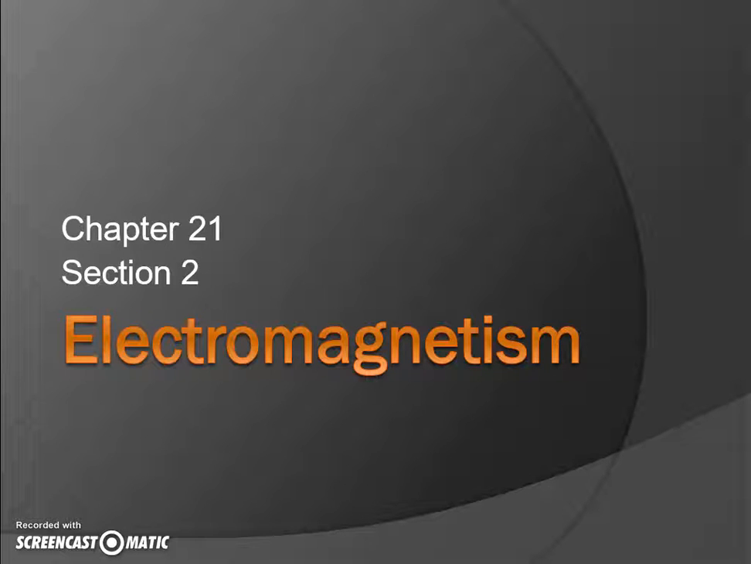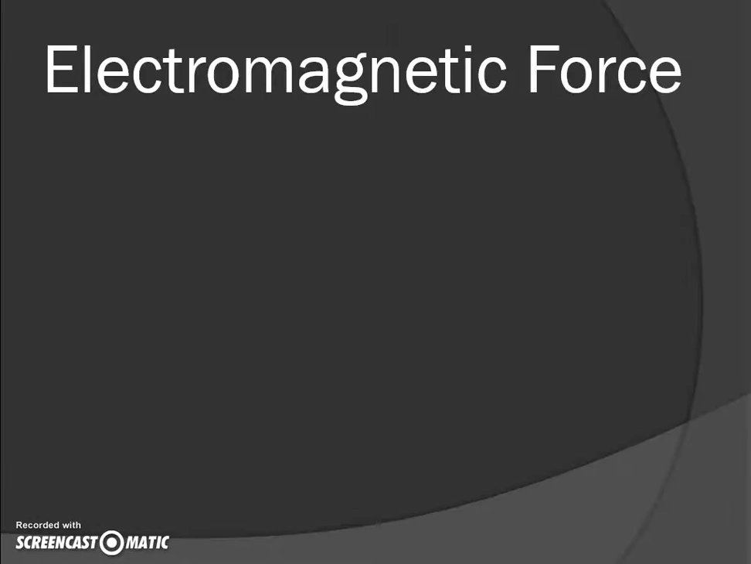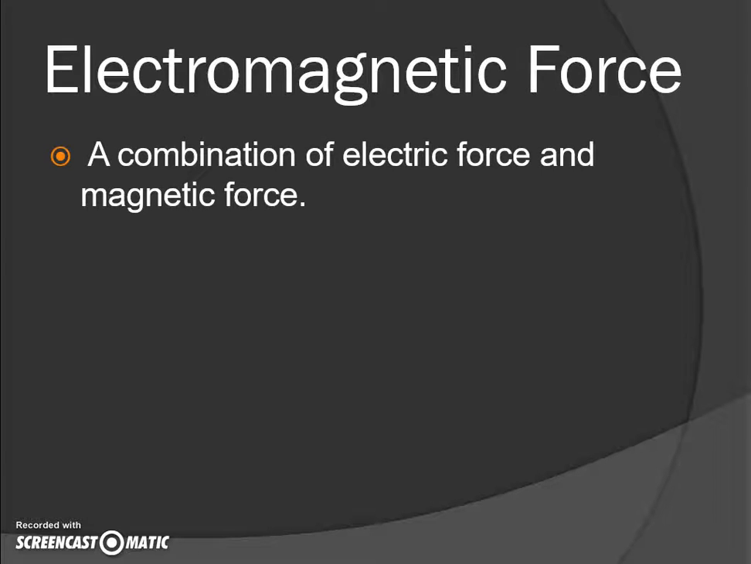Chapter 21, Section 2. Chapter 21 is actually the last chapter that we're going to cover for physics, and then we'll start into the chemistry section. So, Chapter 21, Section 2, Electromagnetism. Electromagnetic forces are the forces that result from charged particles. So it's a combination of electric forces, what we talked about in Chapter 20, and magnetic forces, what you should have read about in the first section of Chapter 21.